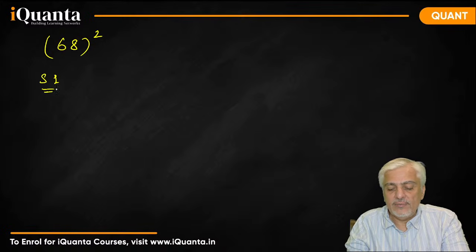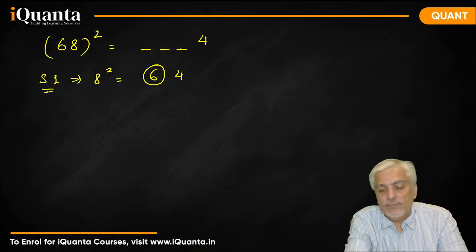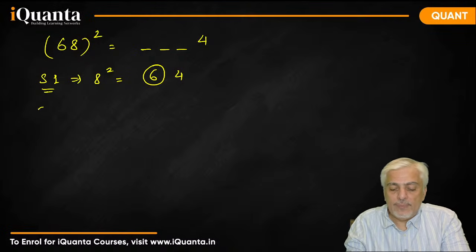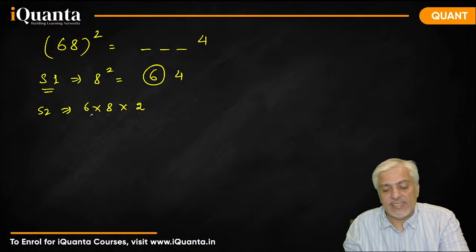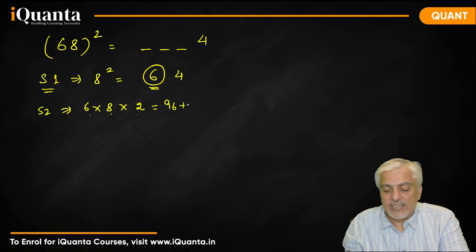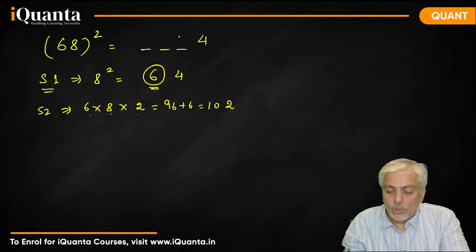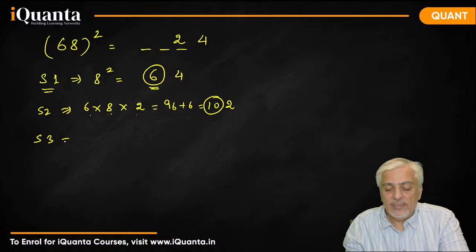Step 1, 8 square, 64, where 6 will be carry over, so only 4 you will write here. Okay. Step 2, 6 multiply by 8 multiply by 2. 6 8s are 48, 48 2s are 96. 96 plus 6, 102. You will write only 2. 10 carry over.